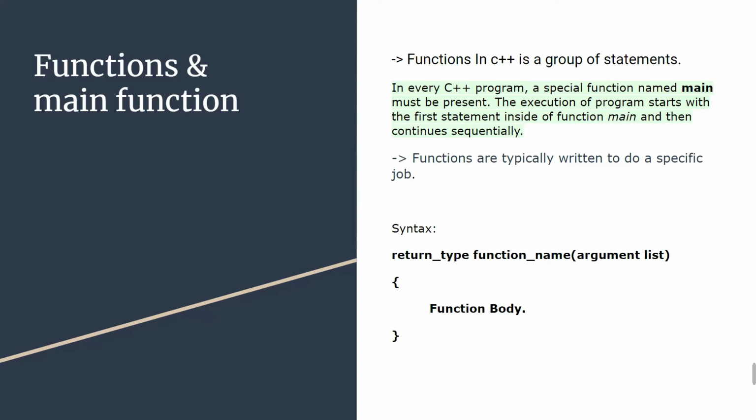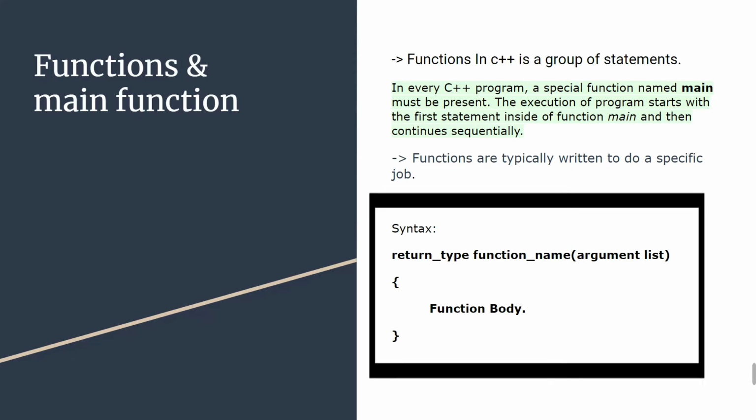In every C++ program, a special function named main must be present. The execution of the program starts with the first statement inside the function main and then continues sequentially. So in every C++ program, there is a main function that is the entry point of the program. If you are building a program, there must be an entry point so that the computer gets to know from where to start the process. So main is the first function that is invoked after running a specific program. When we execute a program, the first statement inside the main function is the first statement that is executed, because the compiler goes directly into the main function and starts from the first statement mentioned in it.